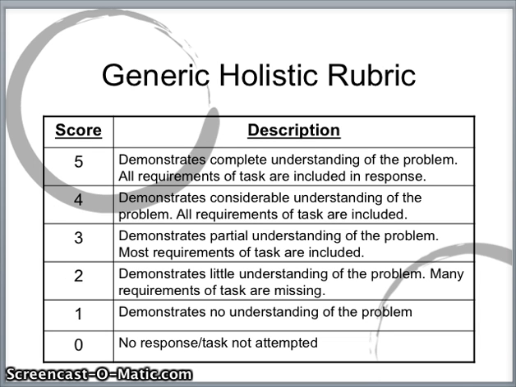A holistic rubric, again, is better for younger kids. It just talks about your score is a 5, you have all of the tasks and understanding of the problem, all the way down to 0, nothing was represented. It doesn't really provide a lot of feedback for the students on how to better themselves and how to get to that self-awareness, self-reflection component that we're looking for in the 6 facets of understanding.